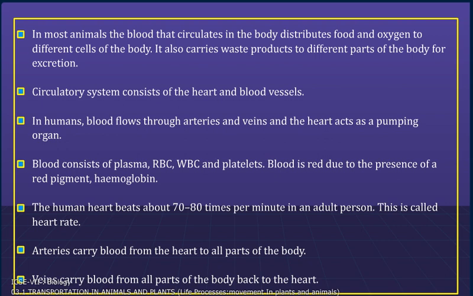Blood is red due to the presence of a red pigment, hemoglobin. The human heart beats about 70 to 80 times per minute in an adult person. This is called heart rate. Arteries carry blood from the heart to all parts of the body. Veins carry blood from all parts of the body back to the heart.